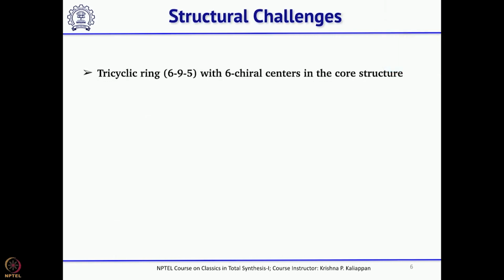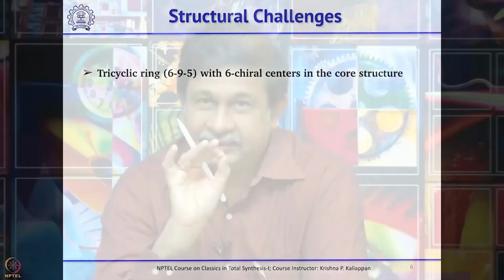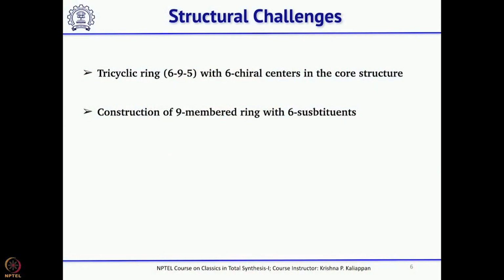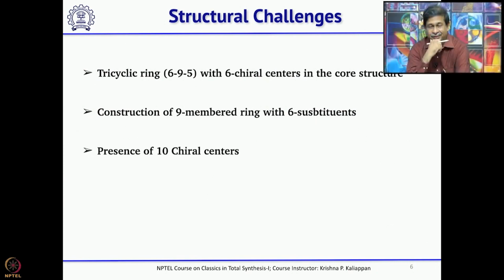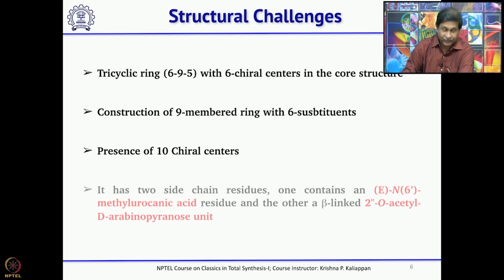From the structural point of view, when the synthetic chemist wants to synthesize it, it has a tricyclic core structure having a 6-membered ring, the middle ring is 9-membered and the right hand side ring is 5-membered. All these 3 rings have 6 chiral centers, and the middle 9-membered ring, a medium size ring, has 6 substituents. So, construction of 9-membered rings with 6 substituents is quite challenging, and overall in this molecule there were 10 chiral centers, and out of that 4 were coming from the sugar unit.